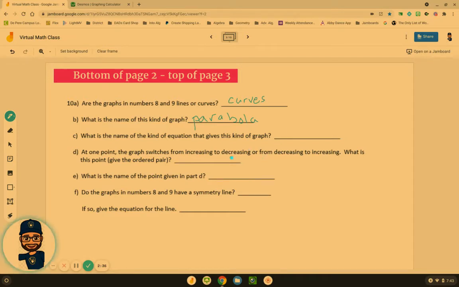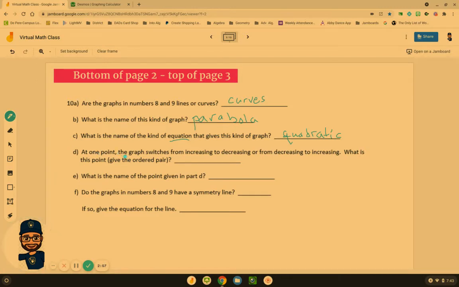And really, the name of the equation is called quadratic. These are called quadratic equations. And this is what we were working with in the last chapter, a lot of quadratics. But anytime we have an x squared component, it's called a parabola or a quadratic.